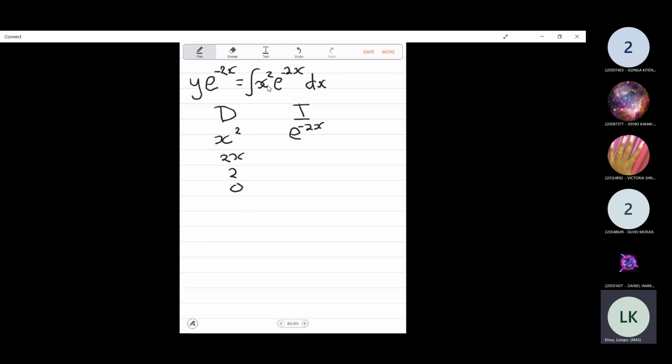When we integrate that, we have negative a half e to the power of minus 2x. And then when we integrate that, we have 1 over 4 e to the power of minus 2x. And then when we integrate that, we have negative 1 over 8 e to the power of minus 2x. So the signs are positive, negative, positive, negative.